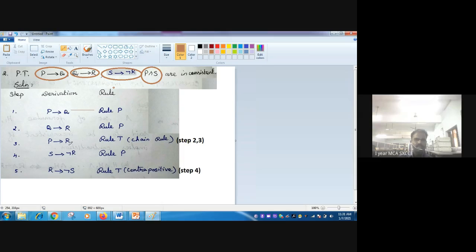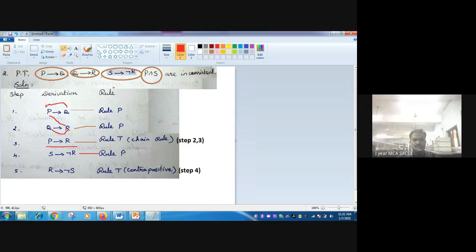That's a given premise. The second one is Q goes to R, that is rule P only, because it is a given premise. The third one is P goes to R. This is a chain rule. How did we get this? Because P goes to Q, Q goes to R, so P goes to R. This is by chain rule. Then we also have S goes to negation R. This is by rule P only, because it is a given premise.